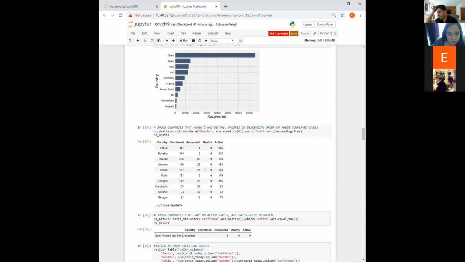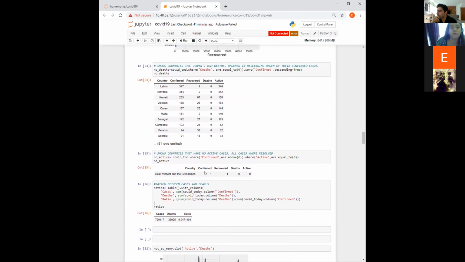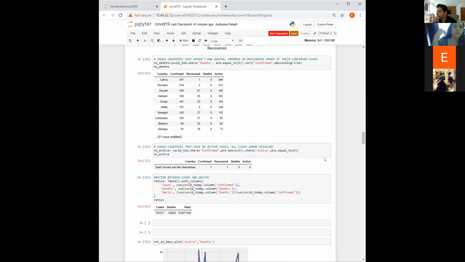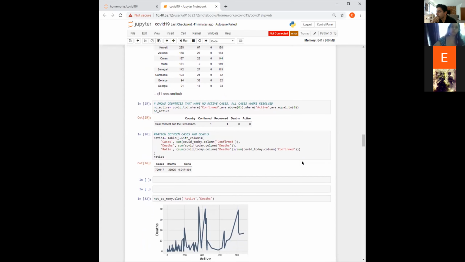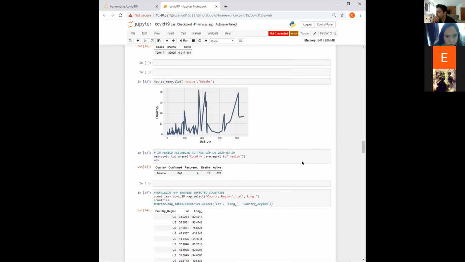Okay. That's an interesting observation. It's the only country that we've found that has 1 case confirmed, but also 1 case recovered. So in actuality, they have no cases. They had the coronavirus, but it was cured, so they have no cases right now. Go lower.